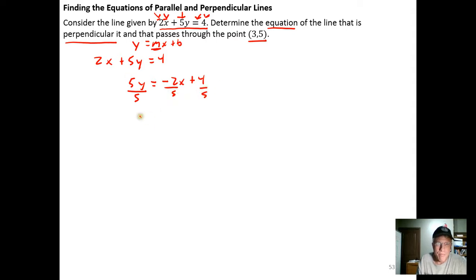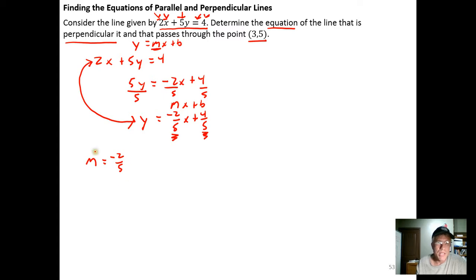5 divided by 5 is 1y, which equals negative 2/5 x plus 4/5. And notice that this is the same line that I started with. It was in standard form to begin with. Now it's just in slope-intercept form. I don't really care what its y-intercept is, but I do care what its slope is, and it is in the mx plus b form, so I know its slope is equal to negative 2/5.